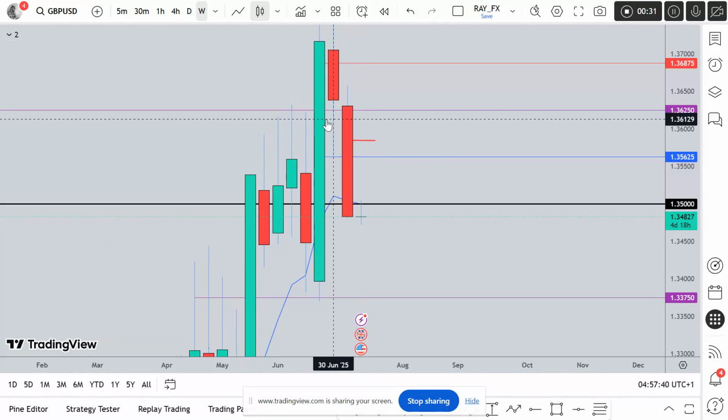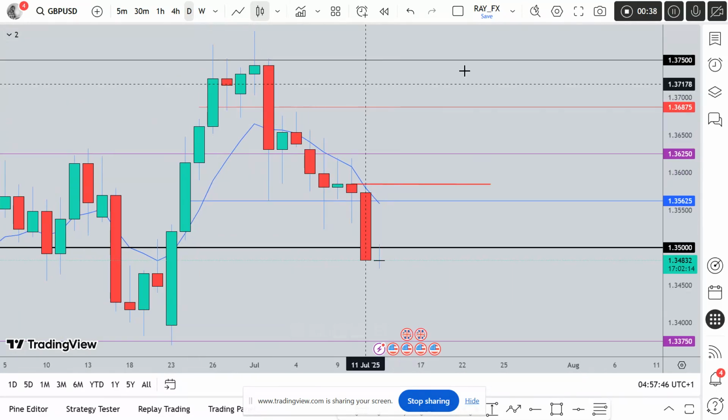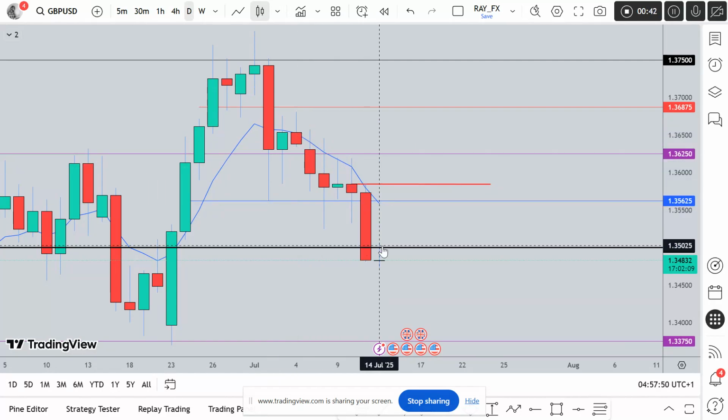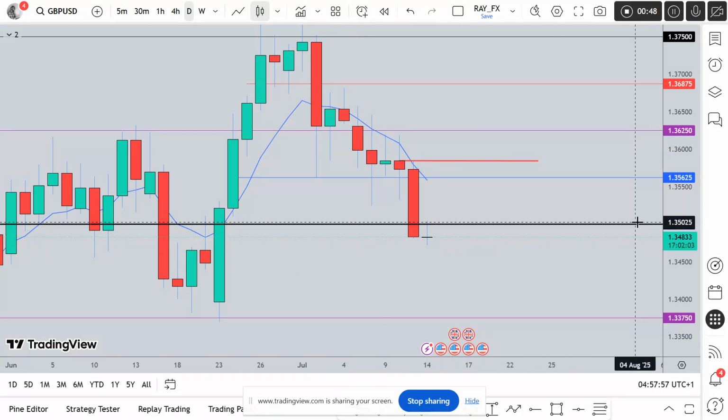Now, but before that, let me break that down on the daily time frame. Looking at the daily, we can see that from last week we had a close below the moving average. We tested it and we pushed to the downside. I caught a sell from around here. Okay, I took my profit at 1.35.